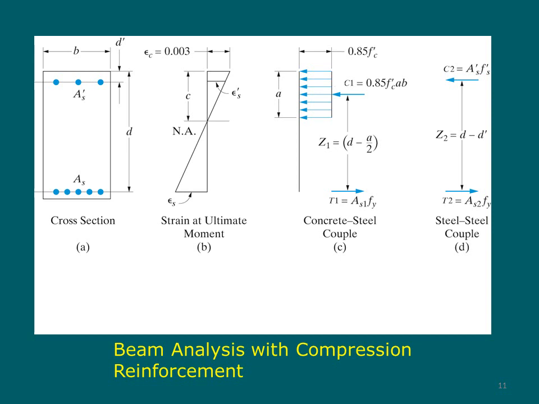Now when it comes to forces, I'm going to split it into two graphs. It's going to be C and D. The first one, which is C, I'm going to be taking here the compression of the concrete. I'm going to be calling it C1. Stress value is going to be 0.85 f prime c. The depth of it is going to be equal to a.